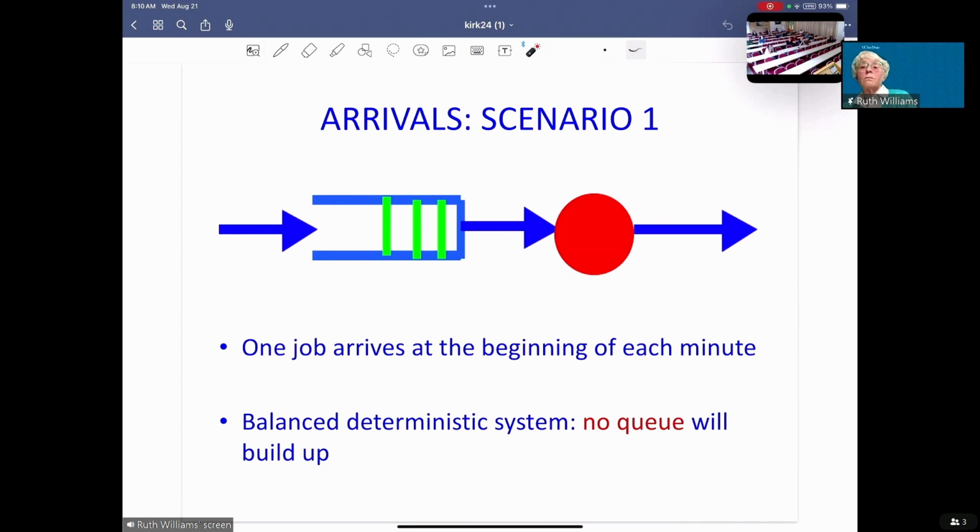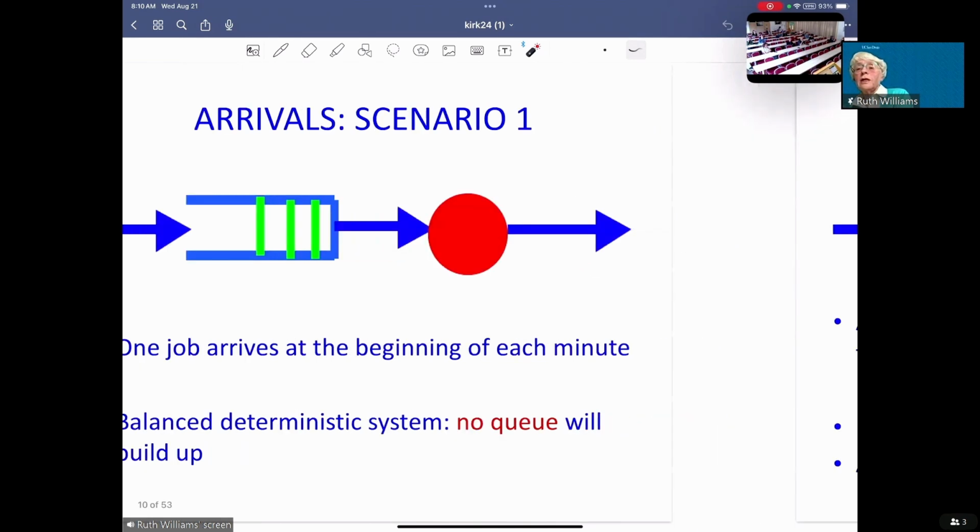So this is a balanced system. The average rate at which things are arriving is equal to the average rate at which they can be served. And everything is deterministic here. So in fact, no queue will build up. However, a little bit of randomness can make a difference. Here I'm going to make the arrivals random, but you could get similar effects if you make the service have some random fluctuations in it.